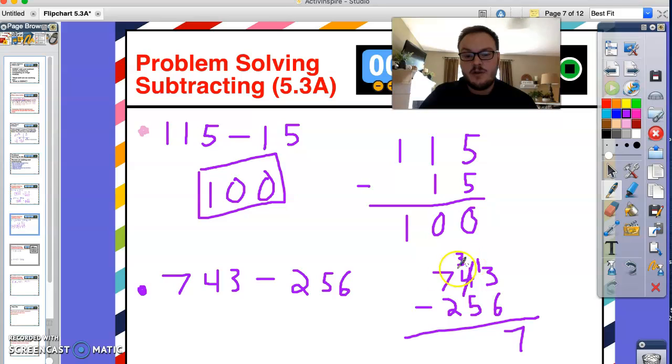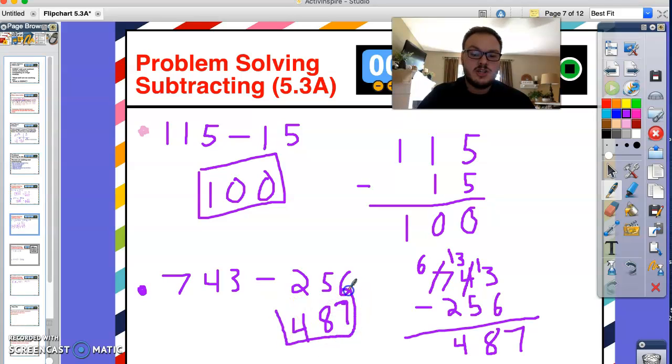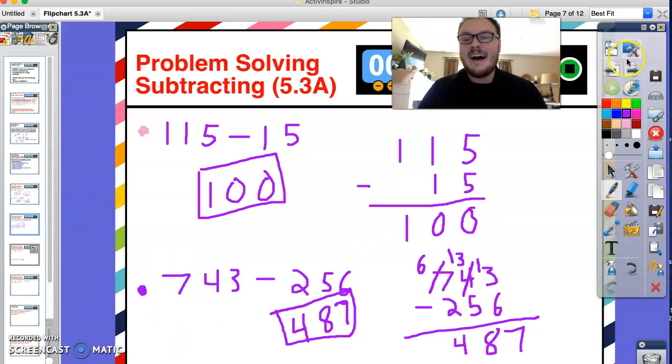I cannot do 5 away from 3, so I need to regroup again. The 7 is going down to a 6. I regroup another 10. 13 minus 5 is 8. And 6 minus 2 is 4. So I get a difference of 487. And I would be checking my work normally, but just because the video is getting towards the end, please look back at our word problem for how to check your work.